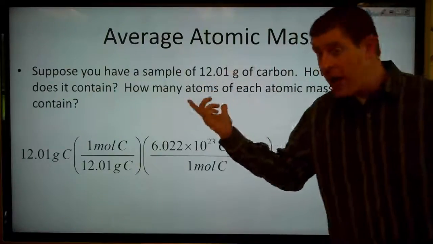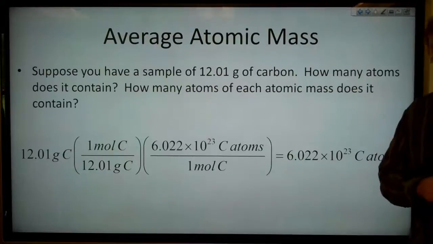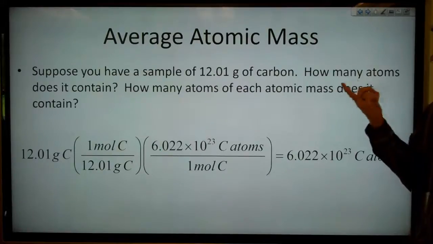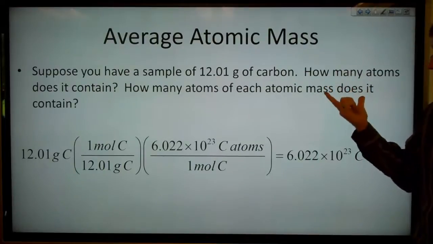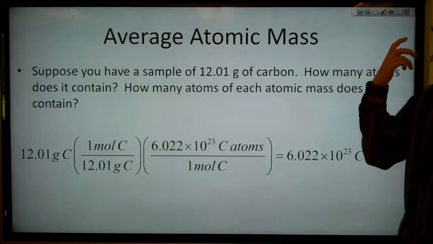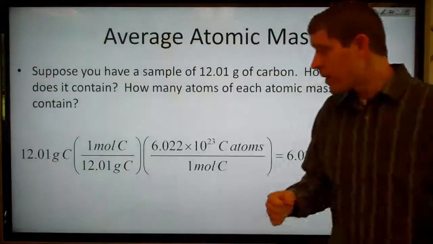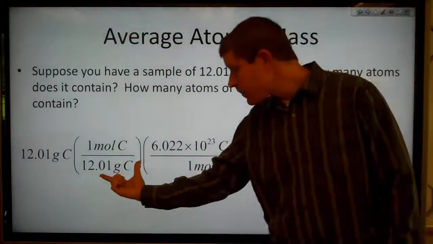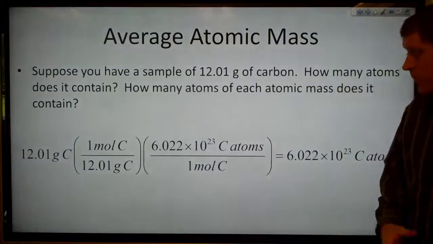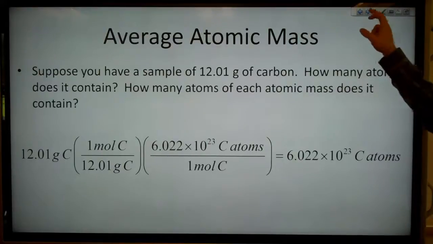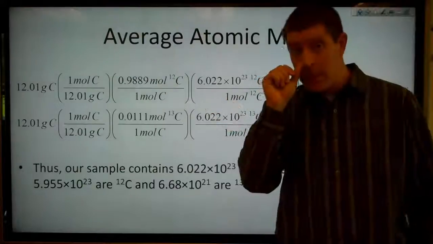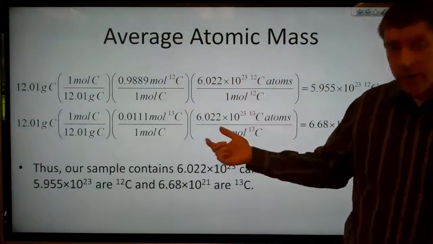So suppose we have a sample of 12.01 grams of carbon, and we want to know how many atoms it contains. And we also want to know how many atoms of each atomic mass it contains. We start out with 12.01 grams of carbon. We can use dimensional analysis to turn that into moles of carbon, and again to turn that into atoms of carbon. So we have 1 mole of carbon, or 6.022 times 10 to the 23 carbon atoms. And we know some fraction of them are carbon-12 and some fraction are carbon-13.